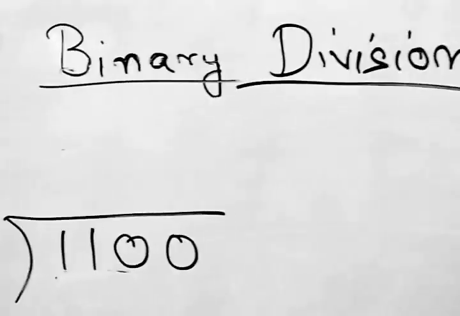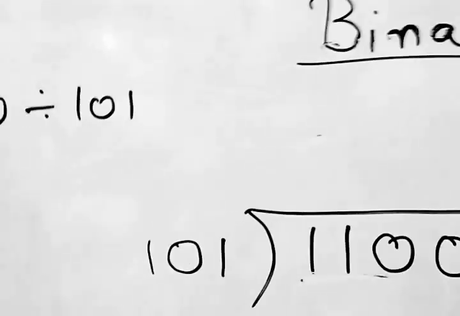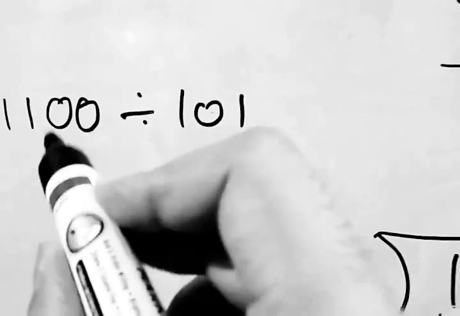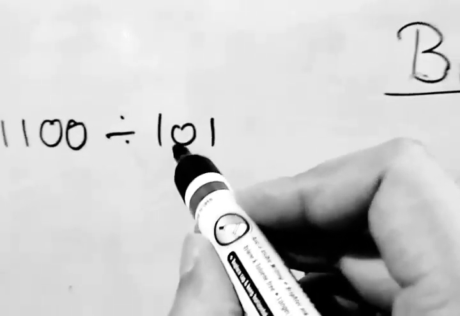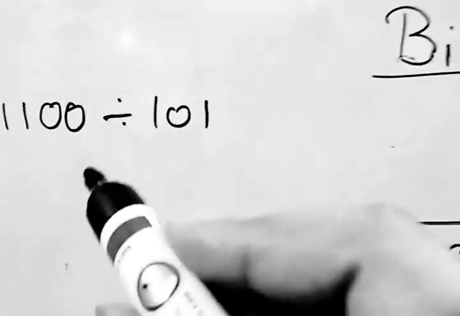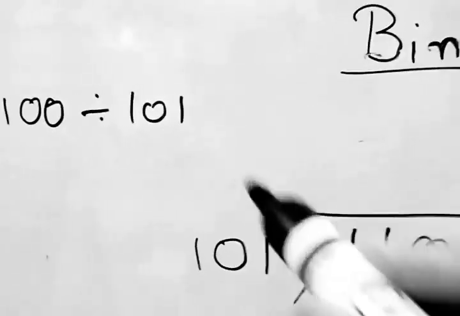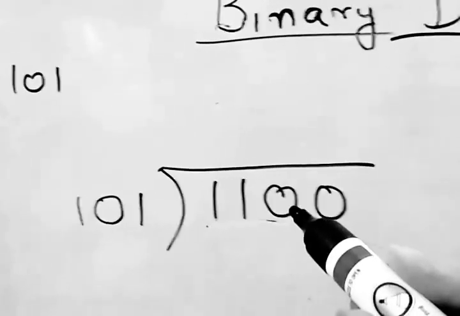Here we will do binary division. The first number is 1100 divided by second number 101. That means we have to divide 1100 by 101, just like decimal division will do.